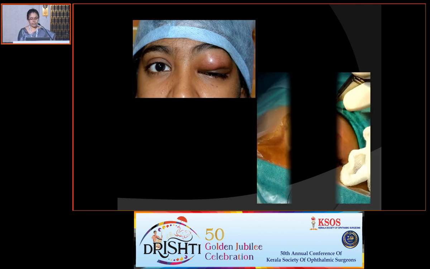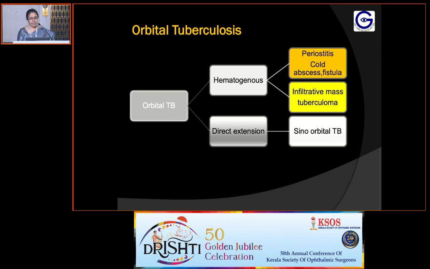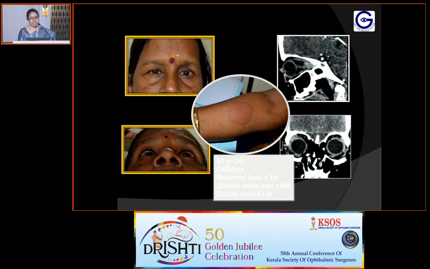So this is a case of orbital abscess which we have drained. Coming to chronic infections, TB, rarely we come across, but still you can get, but the presentation is always different. She just presented with a lid edema.